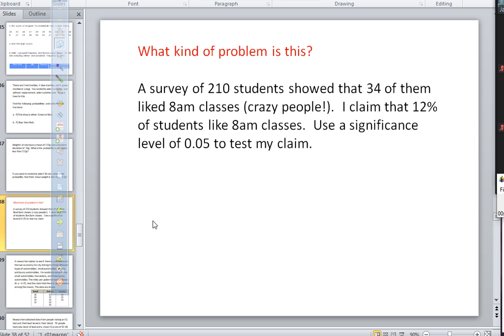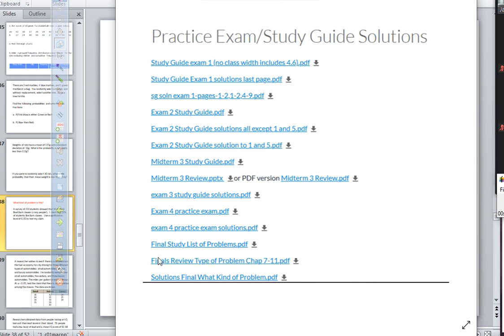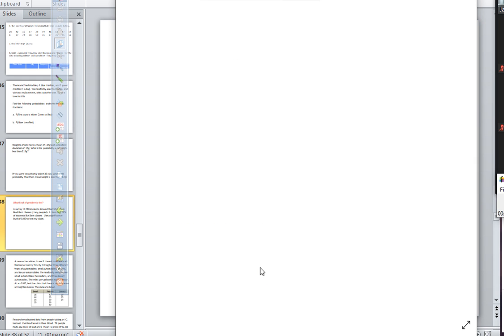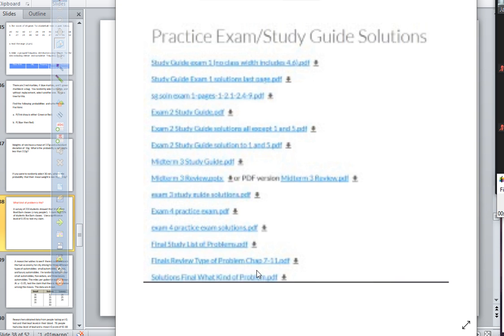You can use those notes, like I said, from the exam study guides. There's a whole bunch of those. What kind of problem is it? Down at the very bottom, and the solutions are at the very, very bottom. So you want to take a look at those.